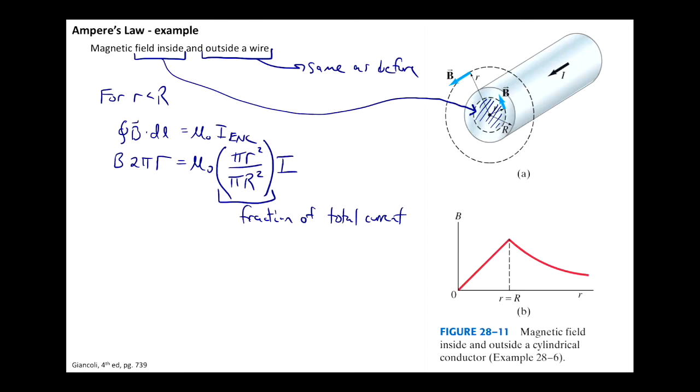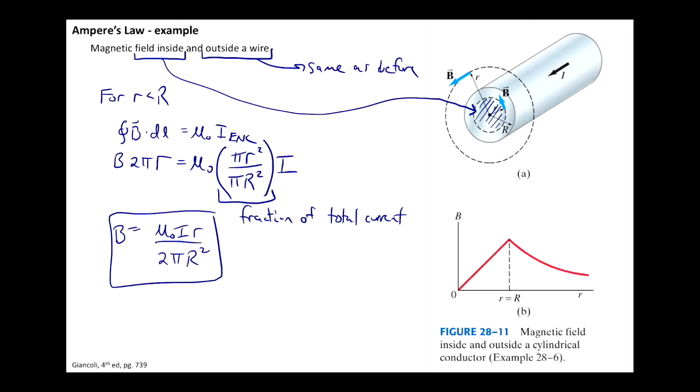So you can rearrange and solve that for B, and it does come out to be mu naught times I times little r over 2 pi big R squared. Just rearrange things and cancel some stuff, and you get where you want to be.